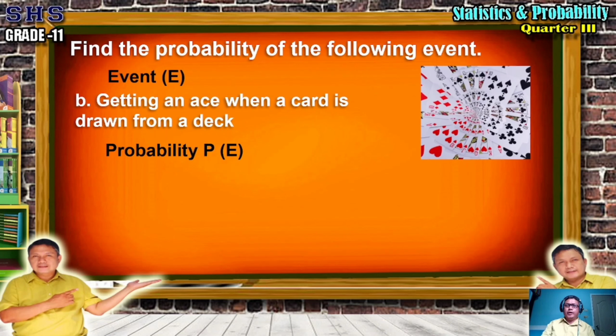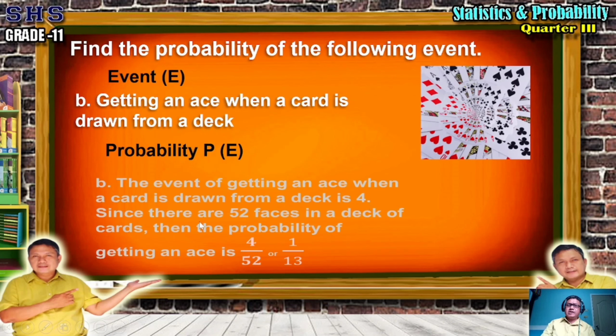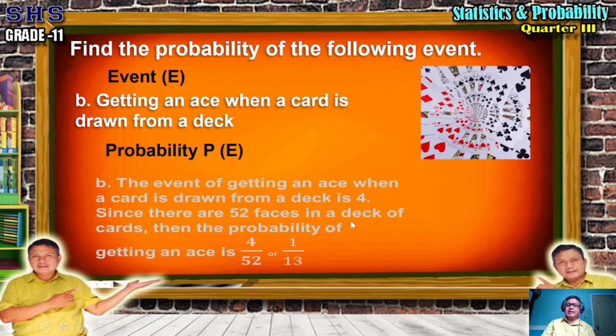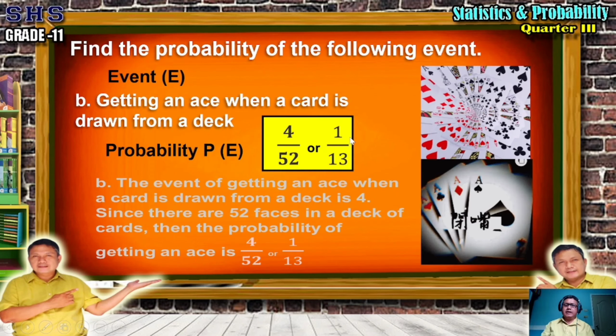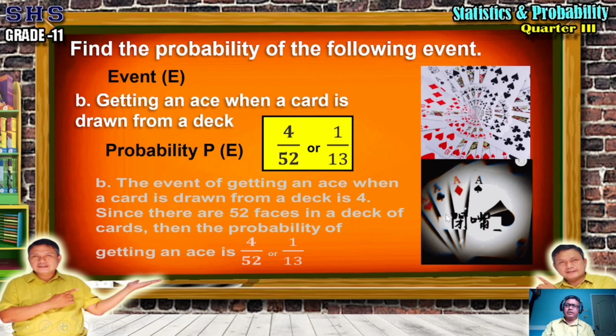So, nabanggit ko na nga po na meron tayong 4 aces. Okay, so the event of getting an ace when a card is drawn from a deck is 4. Since there are 52 cards in the deck, then the probability of getting an ace is 4 over 52, or 1 over 13. So this is now the final answer. So 1 over 13 yung ating final answer. Okay, so ito po yung ating 4 na aces.